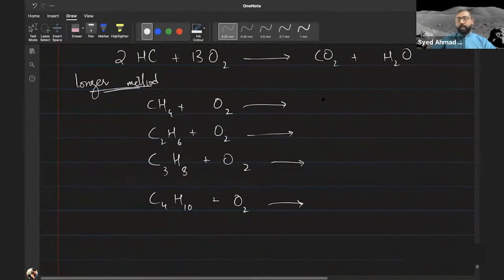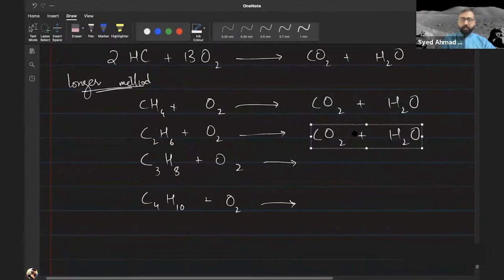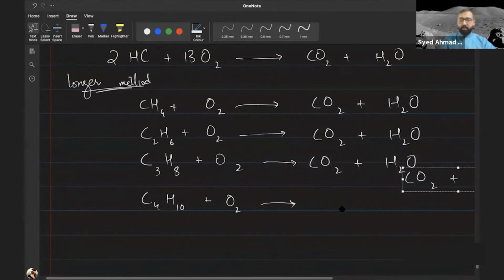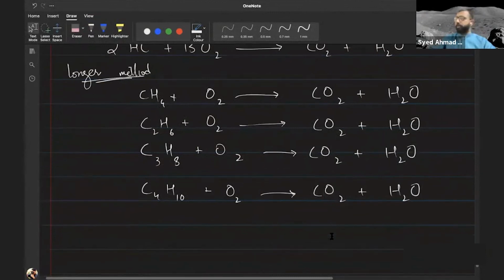Okay, now what do I do next? I need to produce carbon dioxide and steam in each one of them. I'll just make a copy of that. इसमें भी बनेगी, इसमें भी बनेंगे, इसमें बनेंगे। What information do I have?